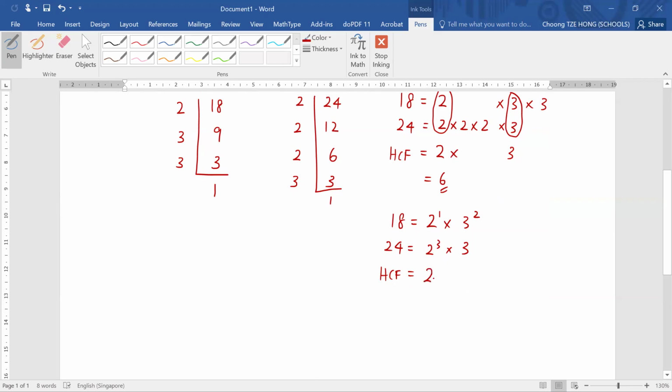So we will take the 2 power 1, but power 1 usually we don't write. Same thing, this is 3 squared, this is 3, so we will just take the 3. So we'll just be left with 2 times 3, which is 6. This is how we get the HCF to be equal to 6.